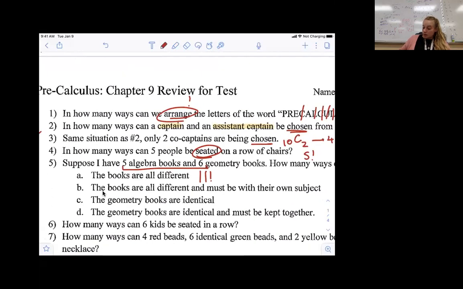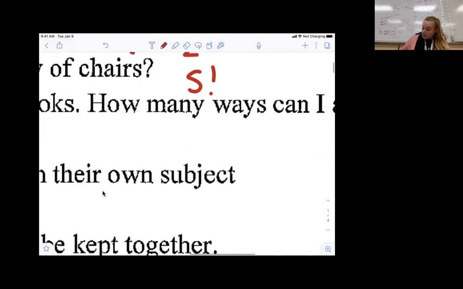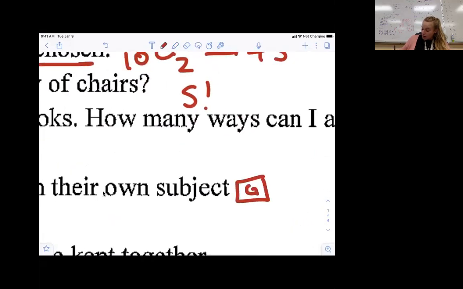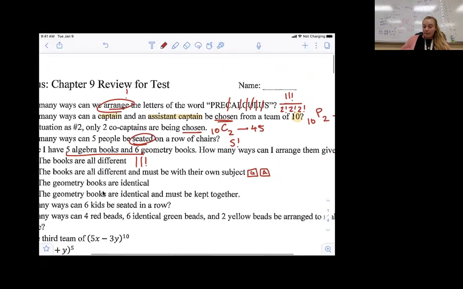Letter B, all the books are different and must be with their own subject. Okay, so I have to keep all of my geometry books together and I have to keep all my algebra books together. That means I'm not arranging 11 different items. I'm really only arranging 2 items. I can either have geometry and then algebra, or I can have algebra and then geometry. So the amount of items I'm organizing or arranging is just 2. So it's 2 factorial.